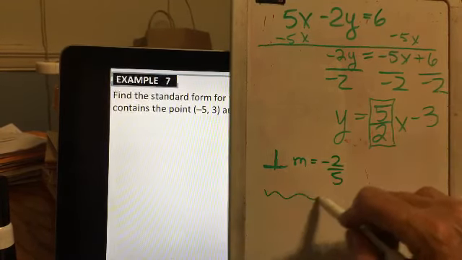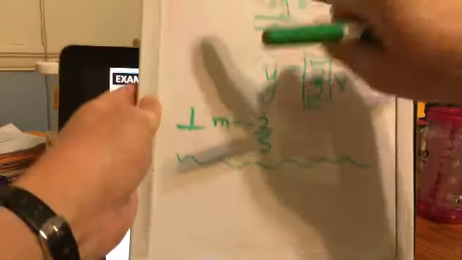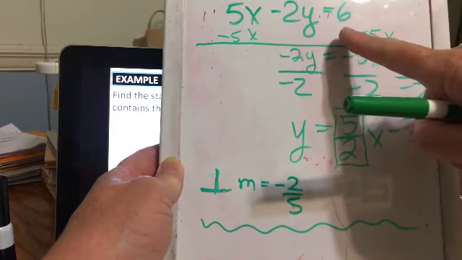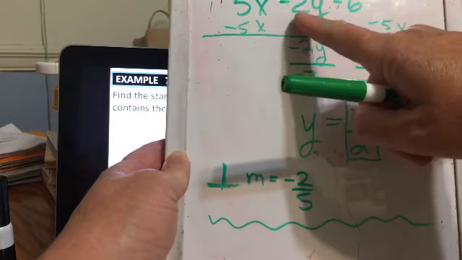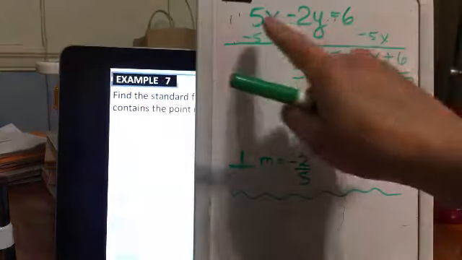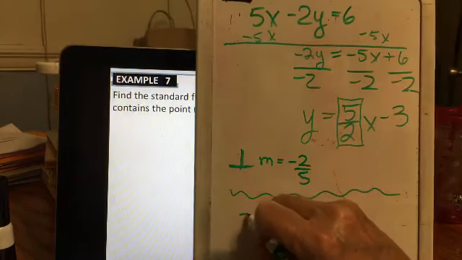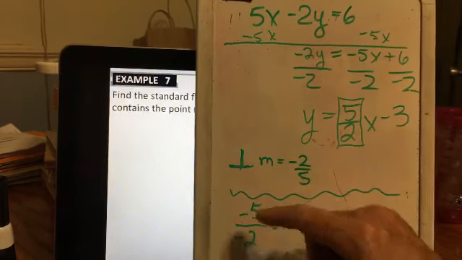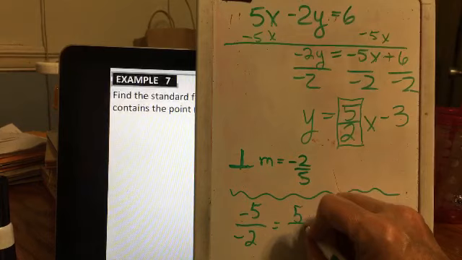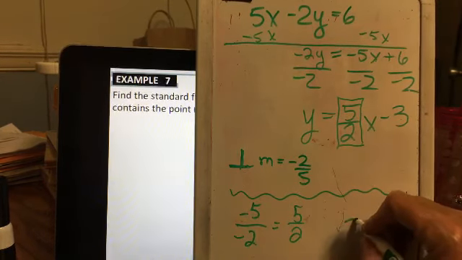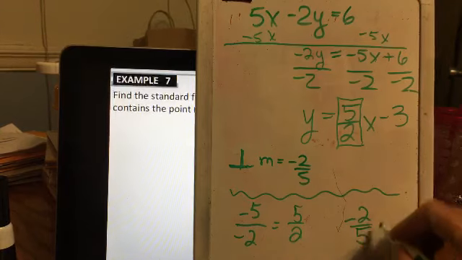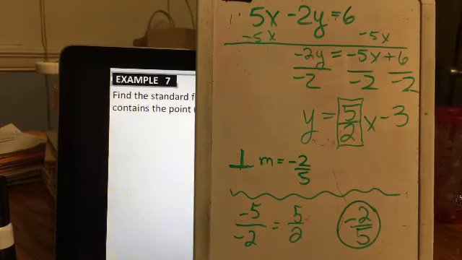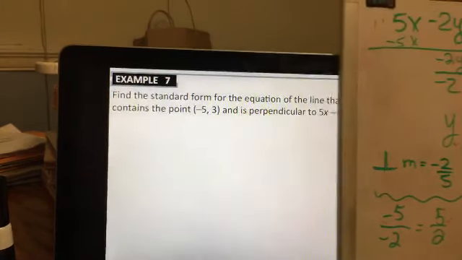Or I could use the other method, which is realizing that this is in standard form: 5x minus 2y is 6. So this is my A, and this is my B. The slope of this line is negative A over B, so it's going to be negative 5 over B, which is a negative 2. So the slope of the line is 5/2. The reciprocal slope is negative 2/5. So I got the same thing, a little bit less work, using the negative A over B shortcut.